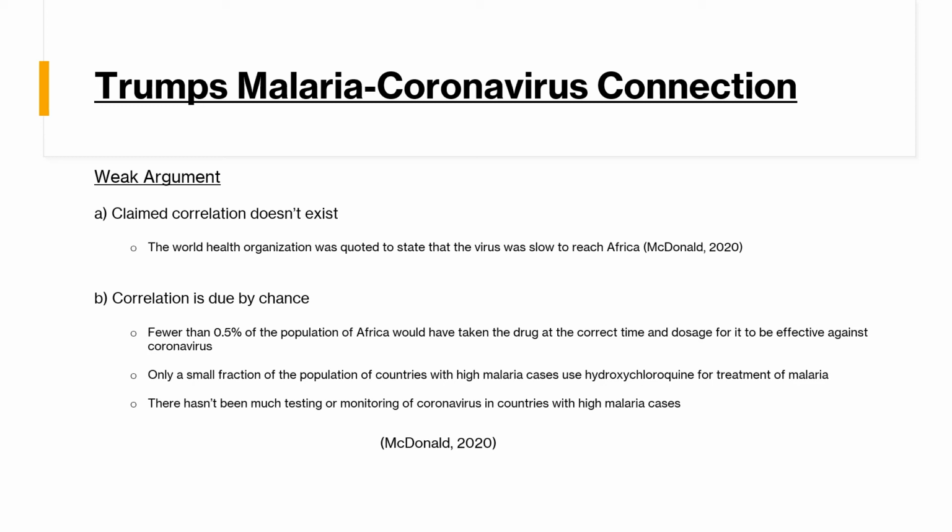In addition, Peter Hotez, a professor and dean of National School of Tropical Medicine at Baylor College of Medicine, stated that there isn't much coronavirus testing being conducted in countries with high cases of malaria such as Africa. This information comes from credible sources and further supports that Trump's argument is a weak one. In order to remedy this, Trump must provide his own research and figures and statistics to back up his claim.